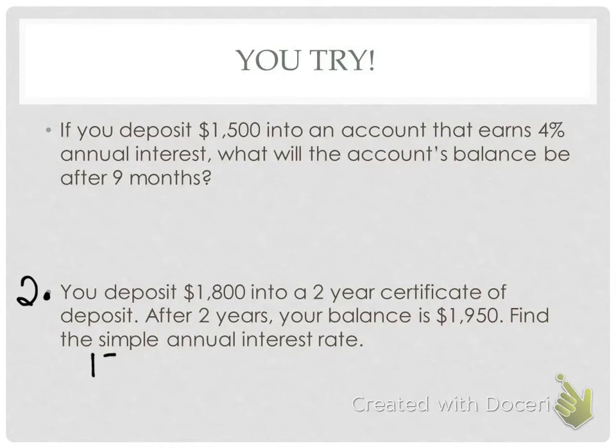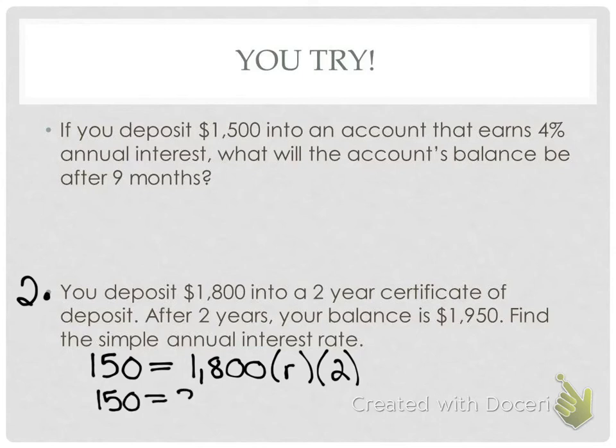Okay, so 150 equals, what's my principal? 1800. Don't know my R, and what's my time? 2. Okay, so I don't have to do anything because the time's already in years on this one. Now, what is 1800 times 2? 3600. Okay, so now I have 150 equals 3600 R. How do I solve for R now? Divide by 3600.